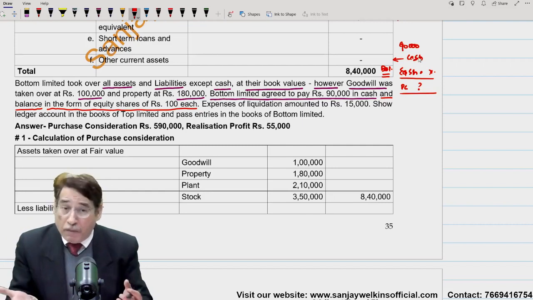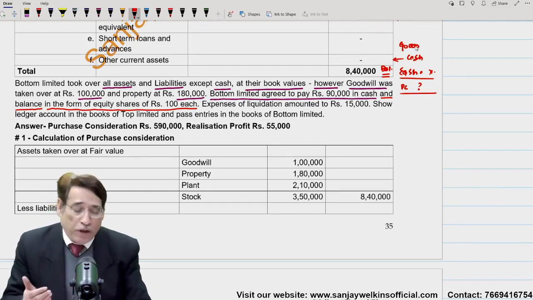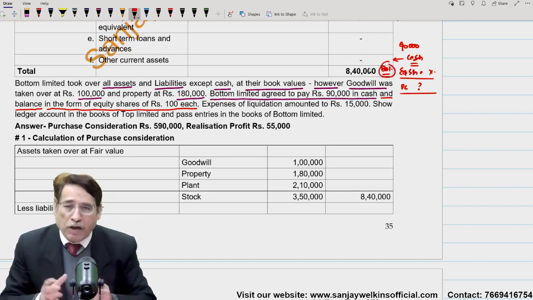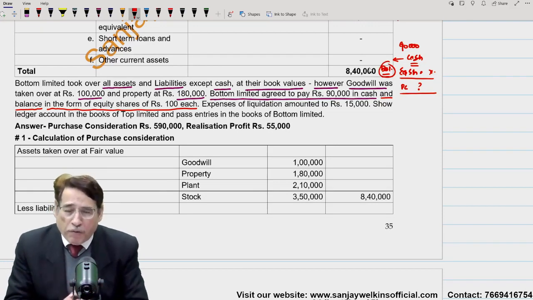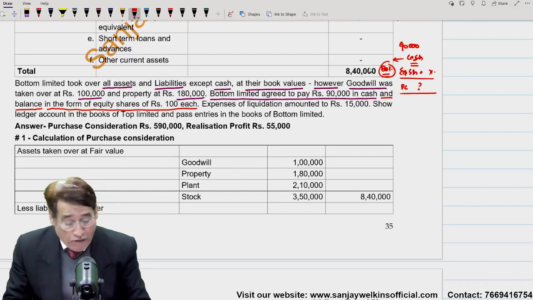You will have to apply the net assets method. In this question, some portion of the purchase consideration is being paid by way of cash and balance by way of equity shares. The important point is the word balance. I hope you got the idea and the clue as to when we have to apply the net assets method. Is it clear to you or not? Is it clear? Fine then.